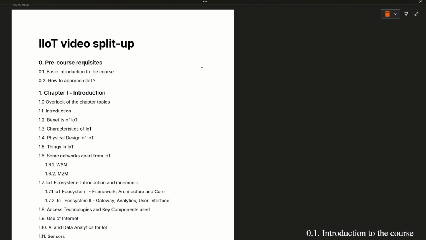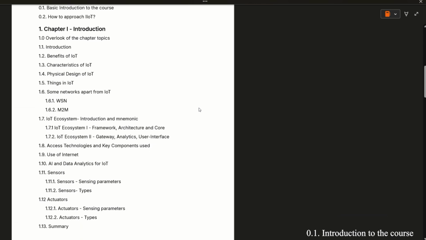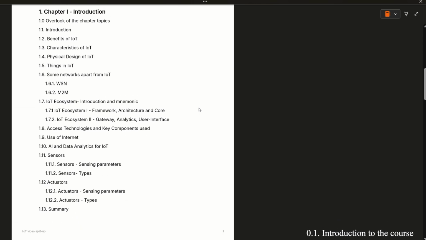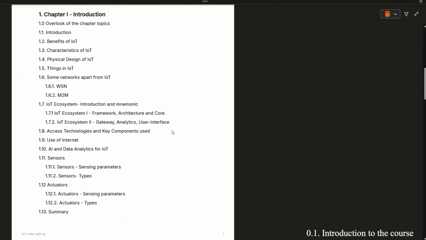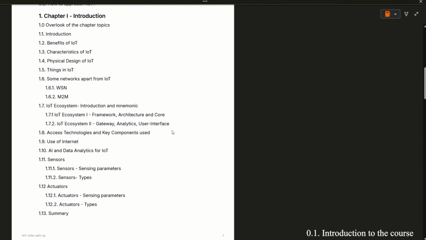That is followed by chapter 1, which introduces you to the world of IoT. We're going to talk about the benefits, the characteristics, the physical design, as well as what the things in the Internet of Things mean. These are somewhat complicated terms, so I'm not expecting you to understand them on the first go. We are going to understand this by the end of the unit, so don't worry.